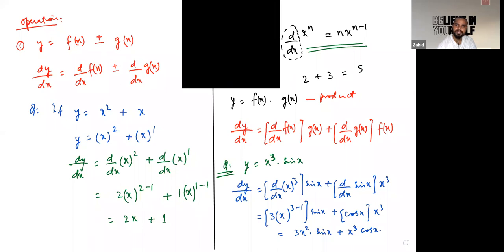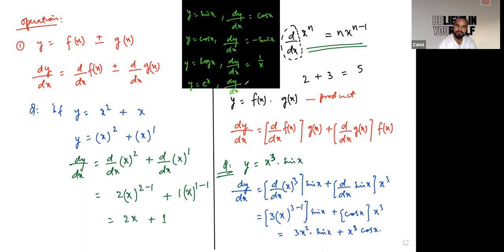If you have y equals sine x, then dy/dx will give you just cos x. If y equals cos x, differentiation of this part will give you minus sine x. If y equals log of x, its differentiation would be 1 over x. And if y equals e raised to x, its differentiation would be e raised to x.